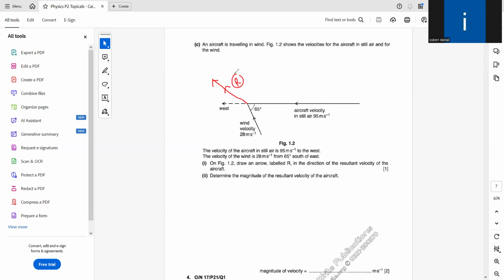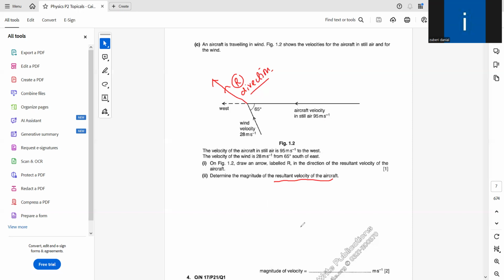Yes. Since it is a 1 mark question, we are not required to do any drawing, but we can do drawing if they want us to have a drawing question. Now they say determine the magnitude of the resultant velocity. So we very well have the direction of the resultant velocity. Now they want us to find the value of it. So how do we go about it? Any suggestions?